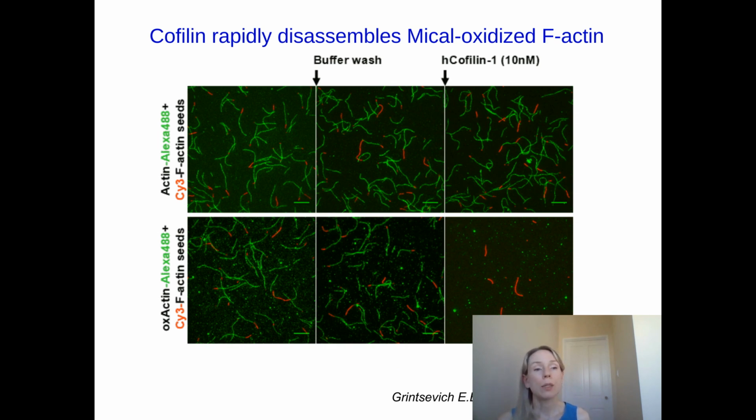When we formed unoxidized and oxidized actin filaments on the microscope surface and we added low concentration of human Cofilin 1, you can see on the very right panels, on the top panel, it's unoxidized actin shown, and you don't see much of the disassembly, but you can see that oxidized filaments pretty much disappear from the surface within the mixing time, meaning that those two factors, oxidation by Mical enzymes and action of Cofilin, are synergistic.